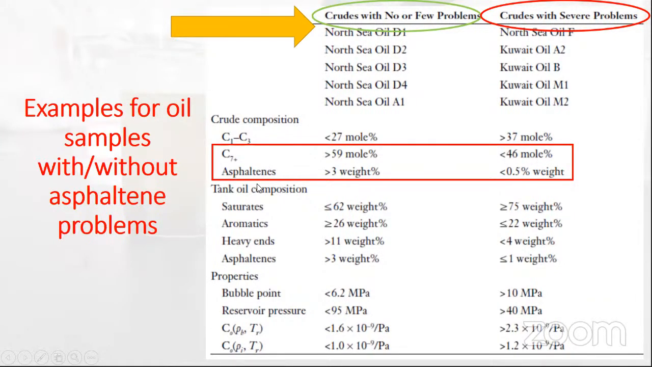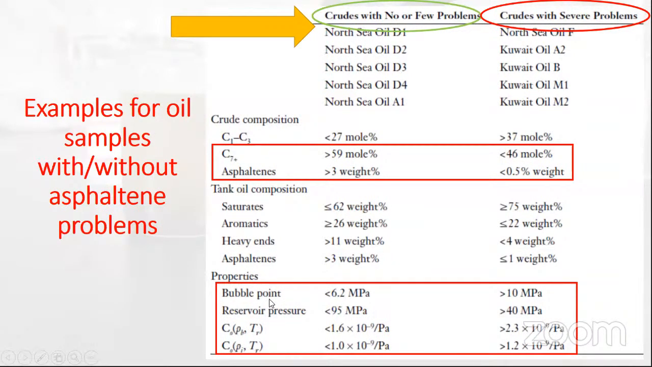Also, we can note that the asphaltene percent is more than 3 in the crude that has no problem, and it is less than 0.5% in the crude that will have severe problems. Okay, so again, the criteria for the asphaltene deposition is not the amount of asphaltene. It is about the equilibrium between the asphaltene and the other three groups from the SARA analysis.